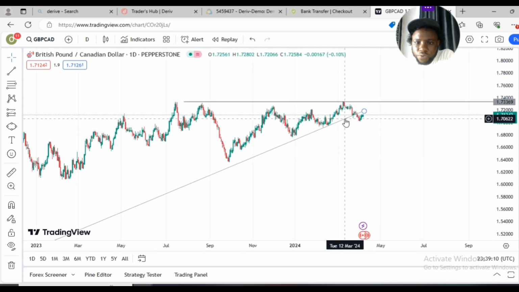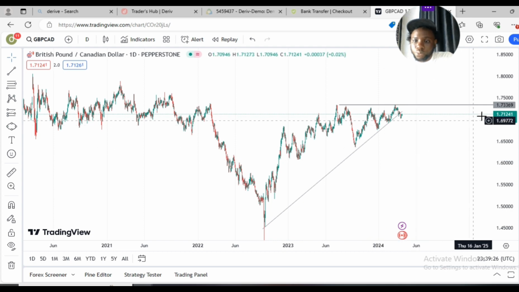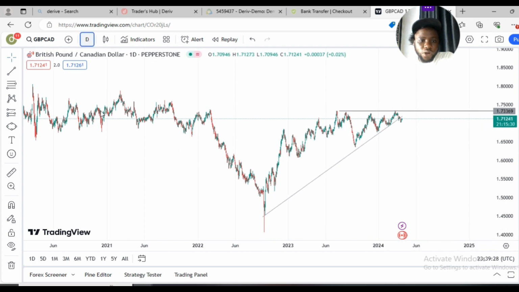Now let's move on. The purpose of making this video is to break this chart down to the lower time frame, 15 minutes or 1 hour, to get a potential entry for a buy or for a sell currently. Now let's move down to the 4-hour time frame.